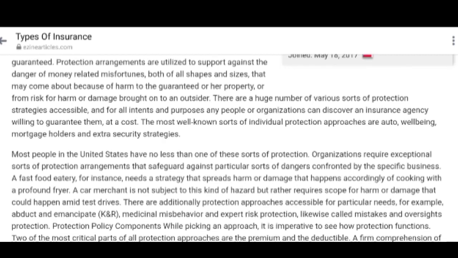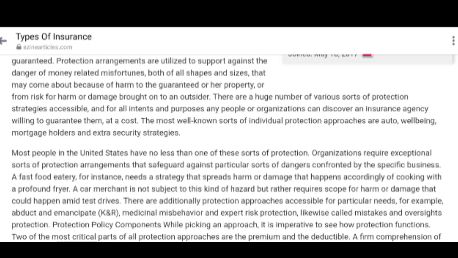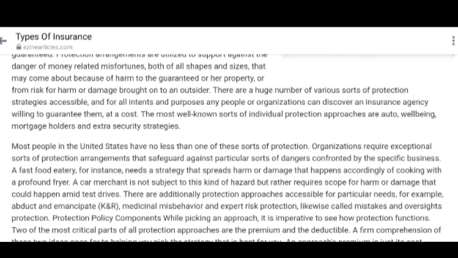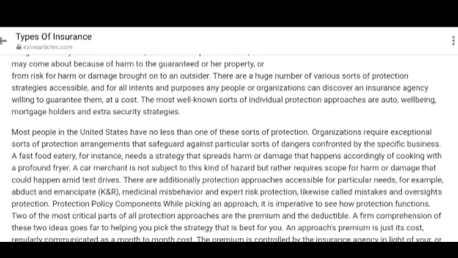Insurance policies are used to hedge against the risk of financial losses, both large and small, that may result from damage to the insured or their property, or from liability for damage and injury caused to others. There are a huge number of different types of insurance and policies available.